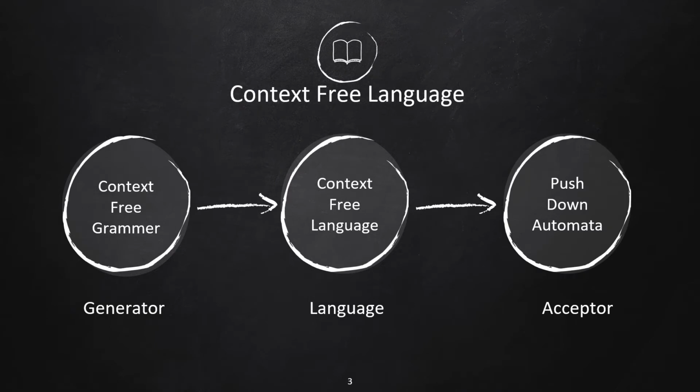So let's start this video by knowing about context-free language. Context-free language is accepted by pushdown automata, and context-free language is generated by context-free grammar. Here, context-free grammar is known as the generator of the context-free language, and pushdown automata is known as the acceptor of the context-free language.